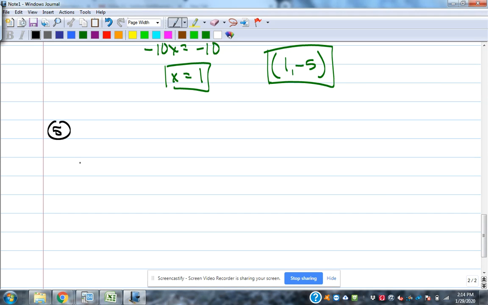Let's see about this one. Let's say we had negative 5x minus 7y is equal to negative 2. And let's do a negative 20x minus 28y equals negative 8.